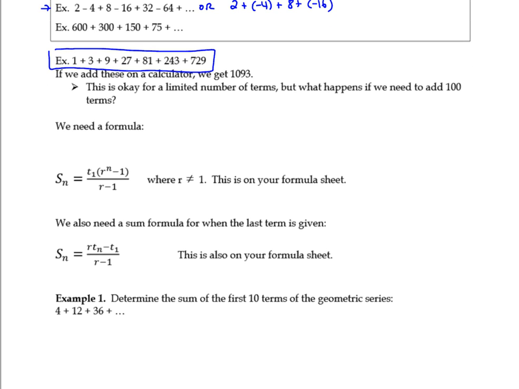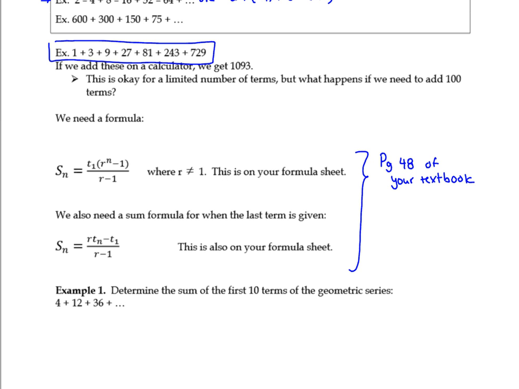Now, if you want to see how these are derived, I'm not going to take you through them. You don't have to know exactly how to prove them. If you want to read through it, it's on page 48 of your textbook. So these are the two formulas that are on your formula sheet for the sum of a geometric sequence.